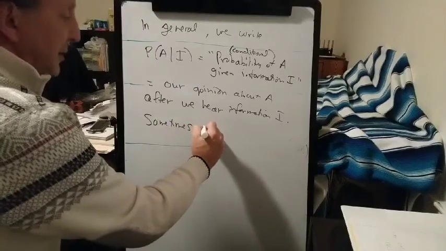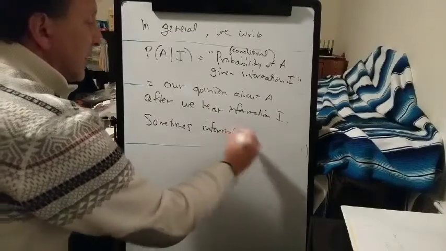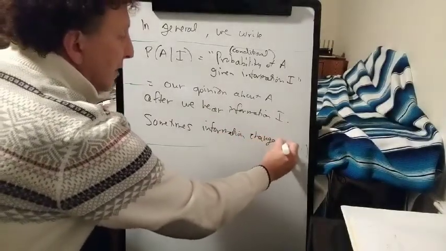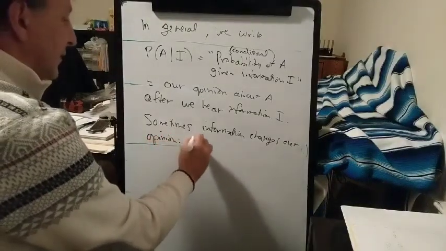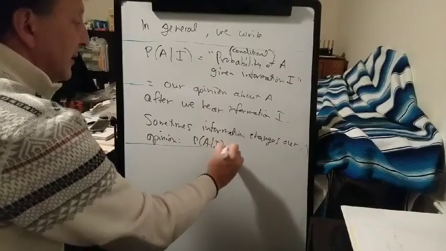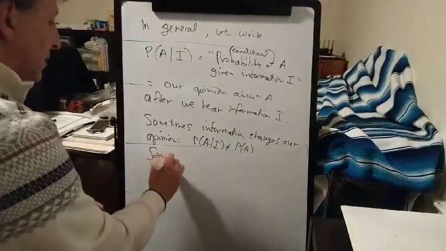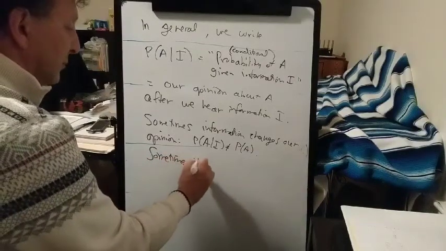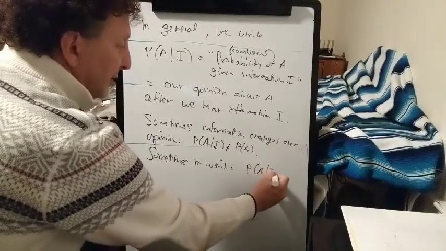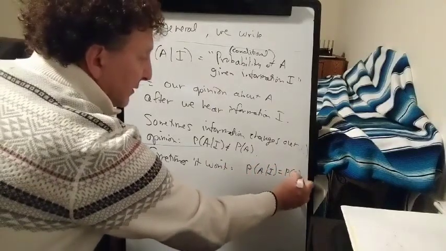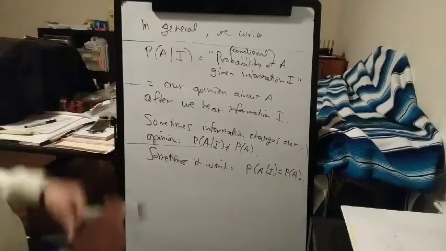Now sometimes the information will change our opinion. That is, probability of A given I is not equal to probability of A. And sometimes it won't. Sometimes we'll have probability of A given I just equal to probability of A. So let's do one example of each.